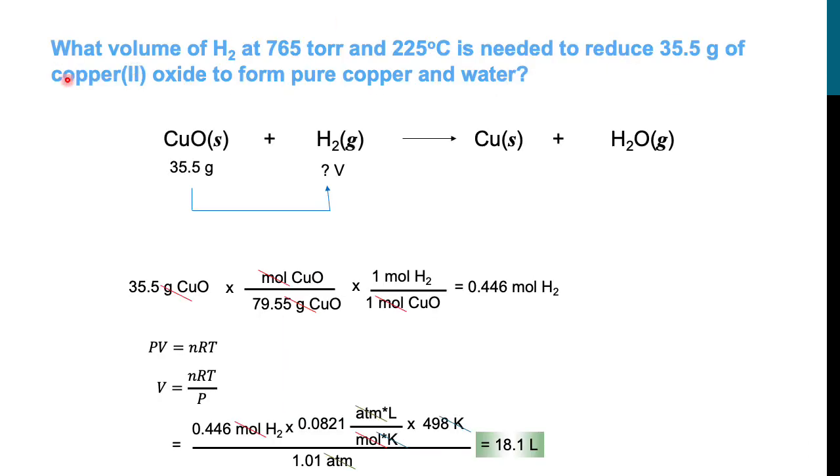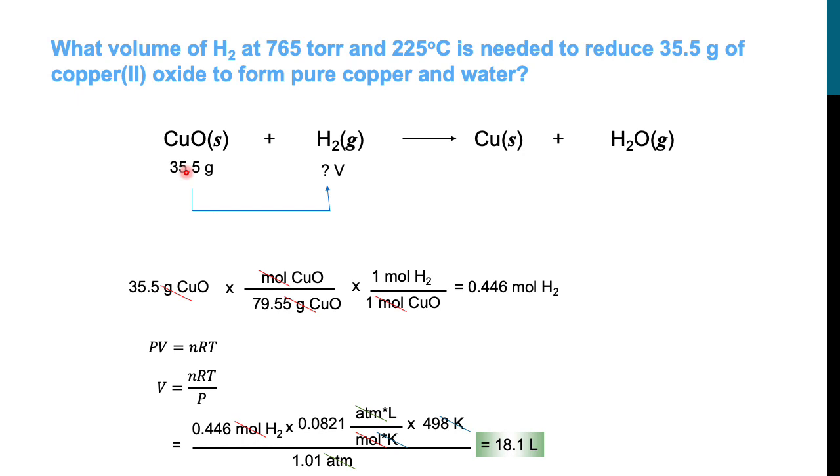Okay, next example. What volume of H2 at 765 torr and 225 degrees Celsius is needed to reduce 35.5 gram of copper oxide to form pure copper and water. So given here in this question is copper oxide, the mass. But we want to find volume of the H2 gas. So you can use PV equal to nRT, but you need to find a number of mole for hydrogen. Kena cari number of mole of hydrogen. You can find this number of mole of hydrogen from the copper oxide, mass of the copper oxide.